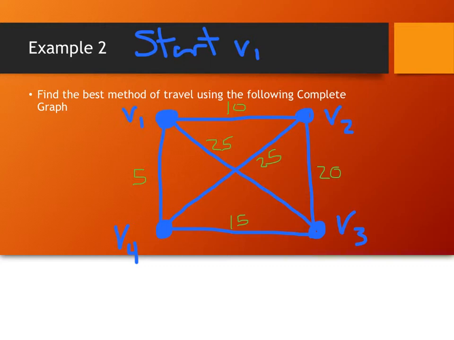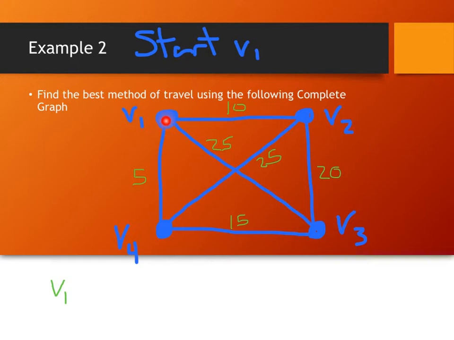Now there's a couple of strategies that you could use. If we wanted to start at V1, we can employ what's known as a minimizing the edges strategy. There's a technical term for that, but basically you're going to always travel to the next lowest. So if you start at V1, you have a choice between 10, 25, and 5.